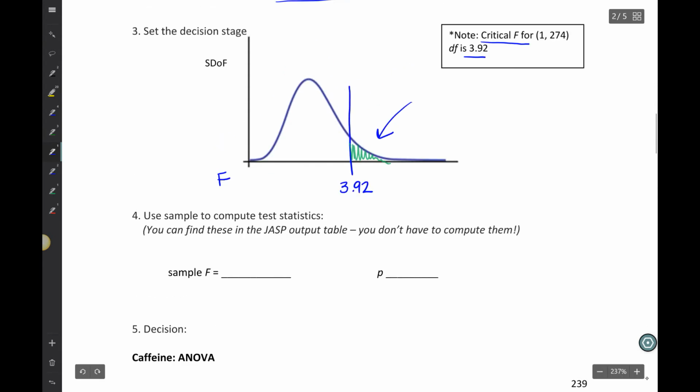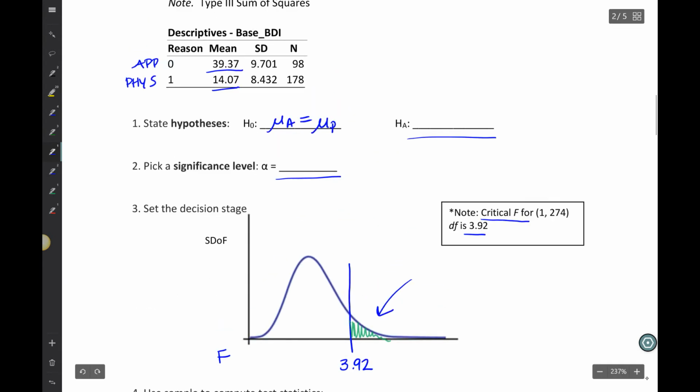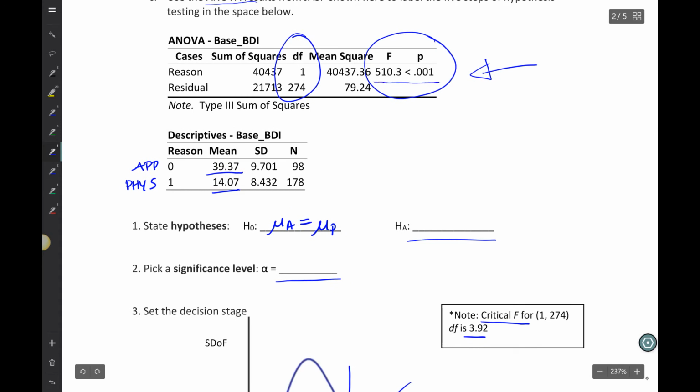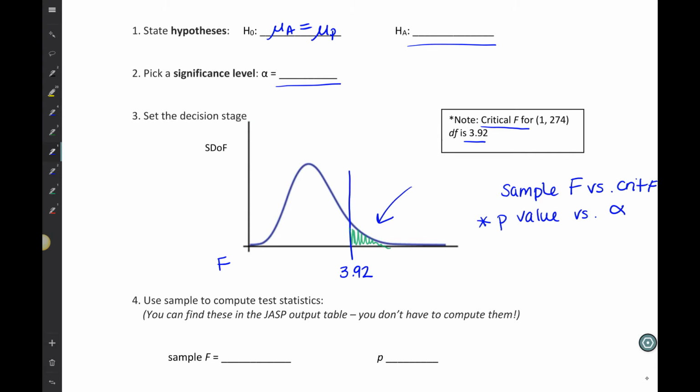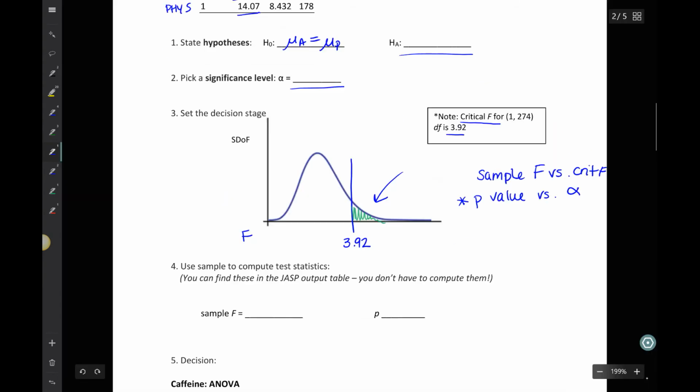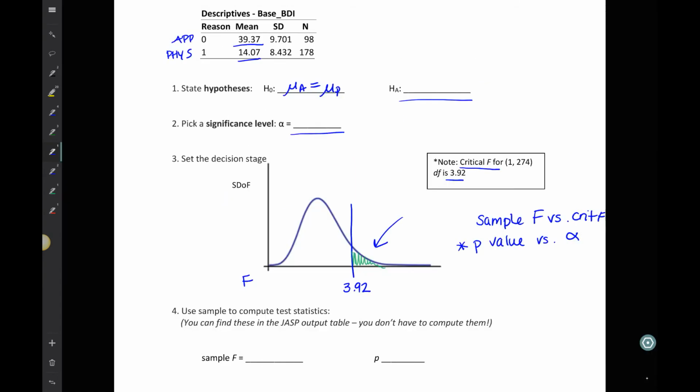And then go ahead and go through and make your decision based off of our F and our p-values. You can either do sample F versus critical F to decide, or I recommend it's easier to compare your p-value to your alpha level. That is the one that we do most commonly and is the most straightforward. Okay, so go ahead and work through this example as we did the other one with the t-test, same kind of concept.